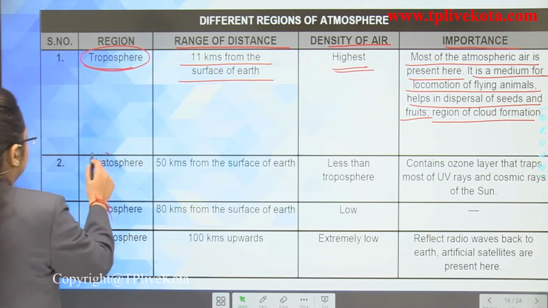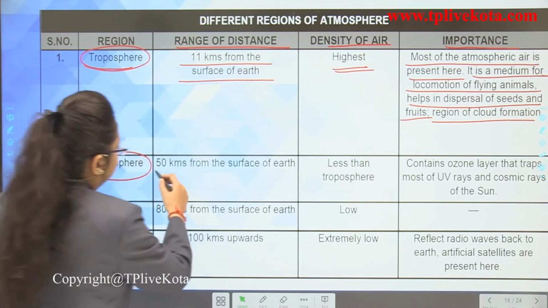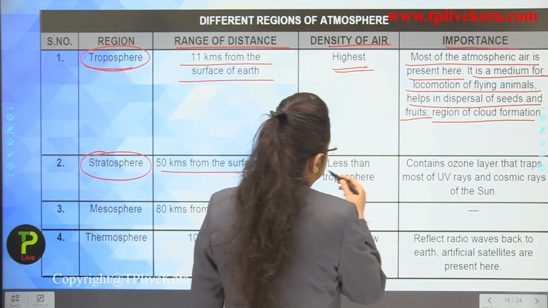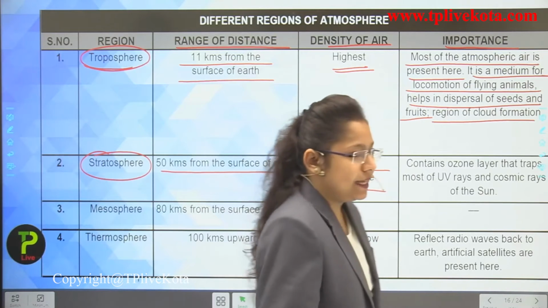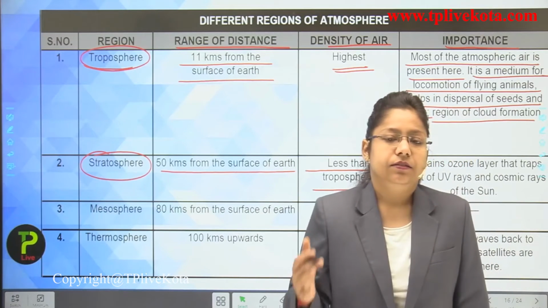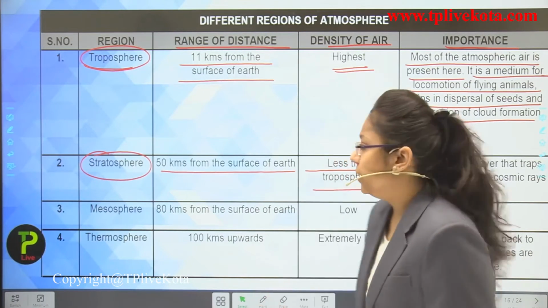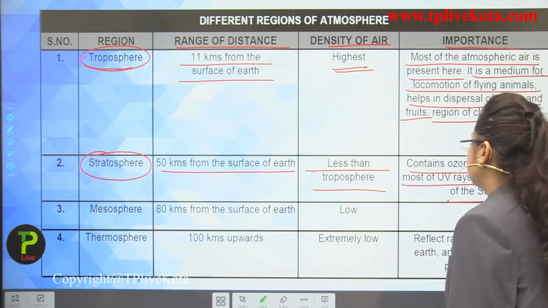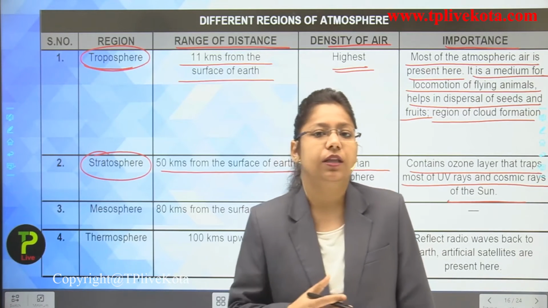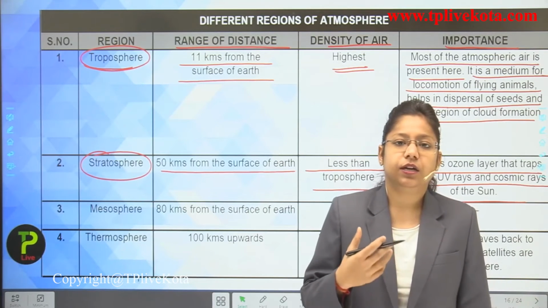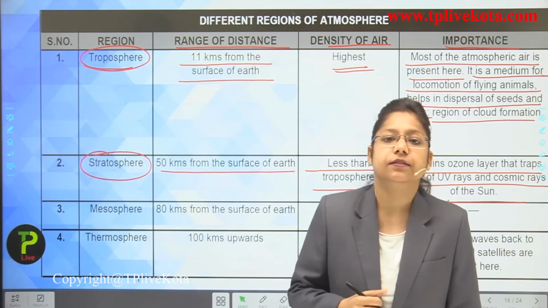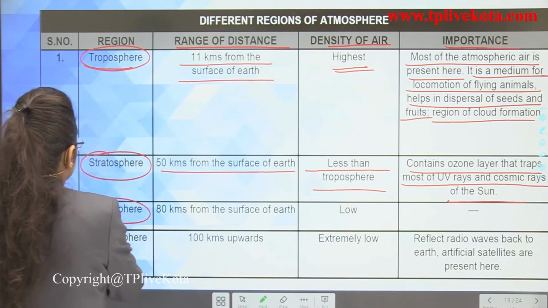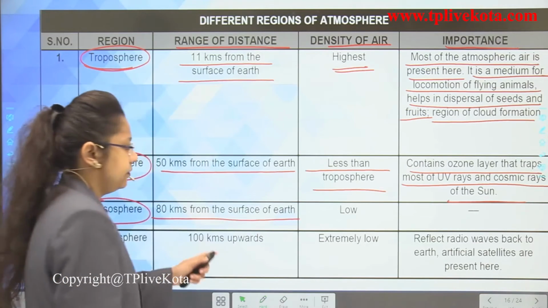Now if we talk about the second layer, that is the stratosphere, then 50 kilometers from the surface of the earth. And if we talk about density, it is less than the troposphere. As the height increases, the density will decrease. It contains the ozone layer that traps most of the ultraviolet radiations and cosmic rays of the sun. So it does not allow the ultraviolet radiation to penetrate inside the earth's surface.